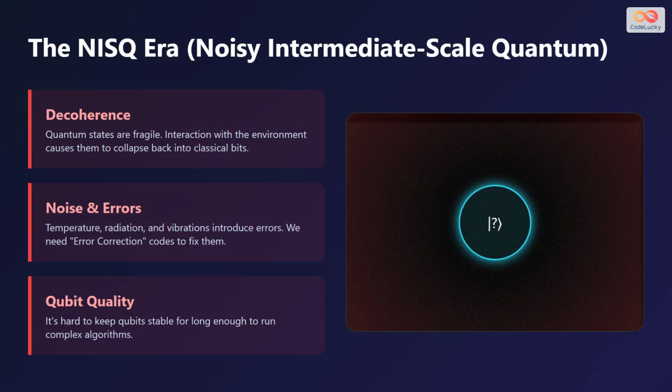We are currently in what is called the NISQ era. That stands for Noisy Intermediate Scale Quantum. The biggest challenge is noise. Heat, radiation, and vibration can cause the qubits to lose their quantum state, a process called decoherence. This leads to errors. Right now, a lot of research is focused on error correction to make these systems stable enough for longer, more complex calculations.